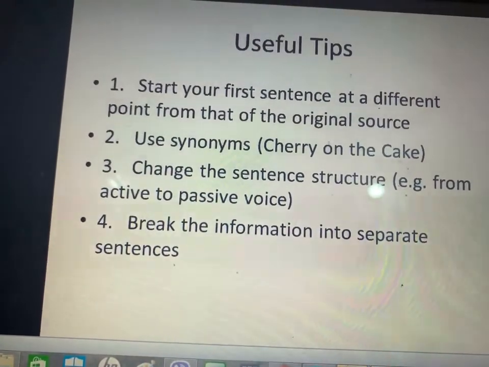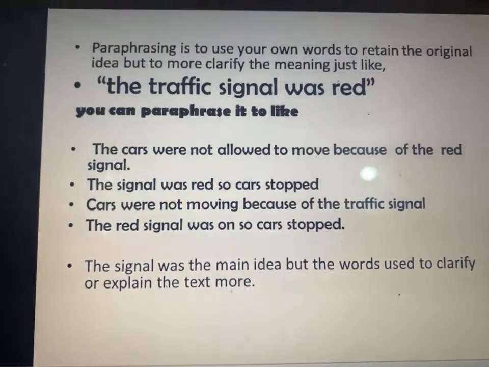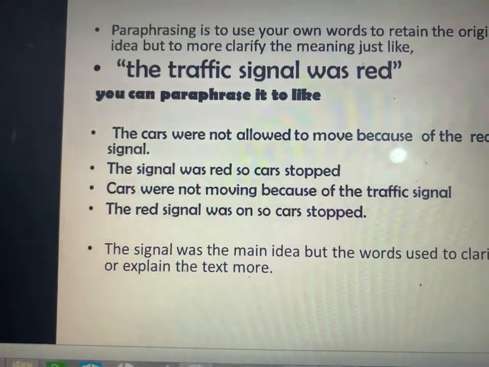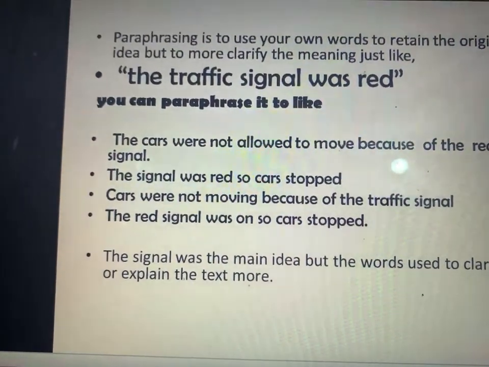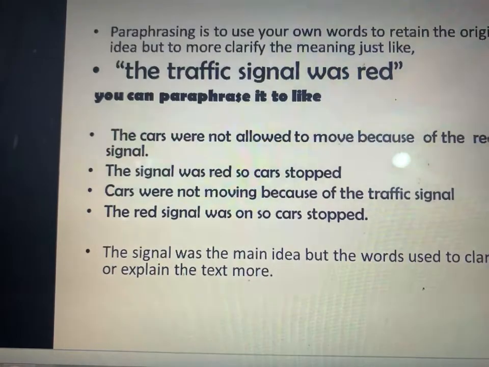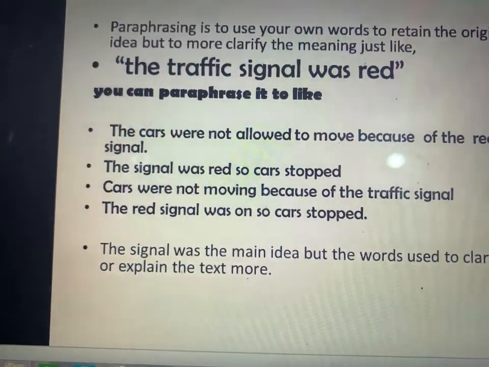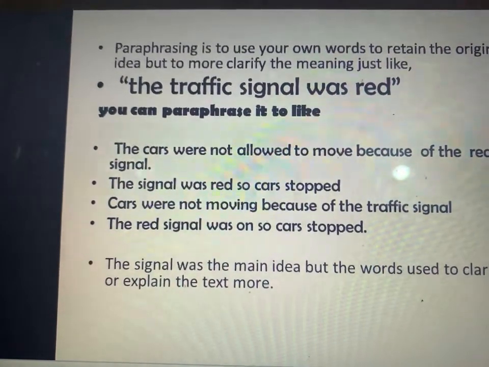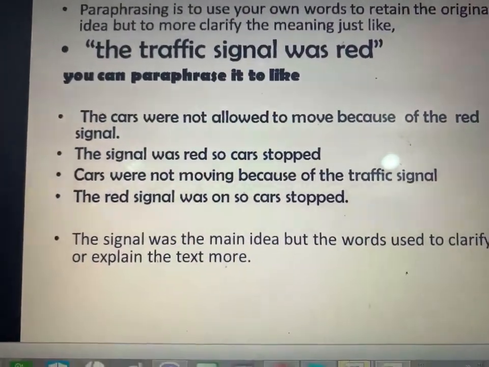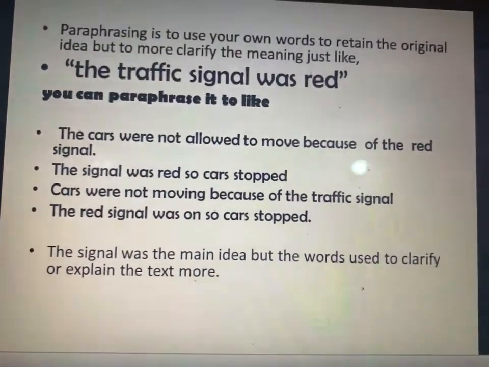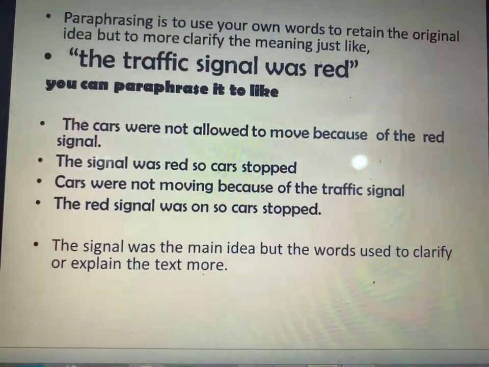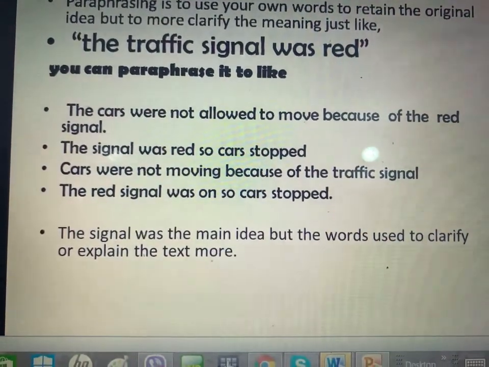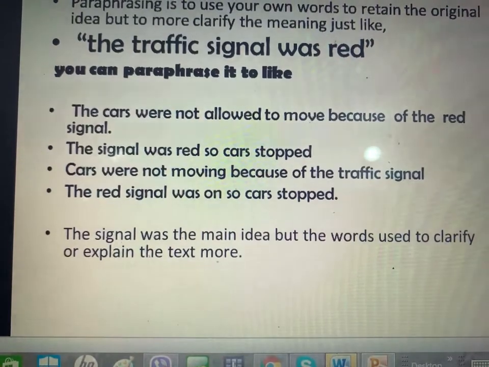Look at this sentence. The traffic signal was red. What does it mean? It means that when you are driving in the street, you should stop once you see that the signal is red. When the traffic signal goes red, everybody should stop. Drivers should stop. So you can paraphrase it like: cars were not allowed to move because of the red signal. The signal was red, so cars stopped. Cars were not moving because of the traffic signal. The red signal was on, so cars stopped.